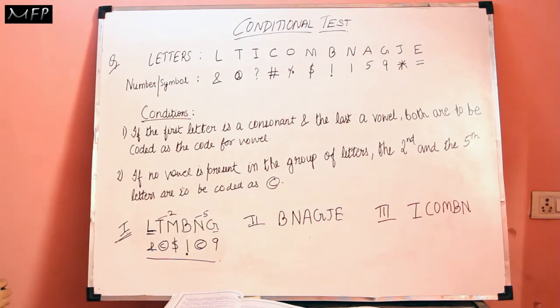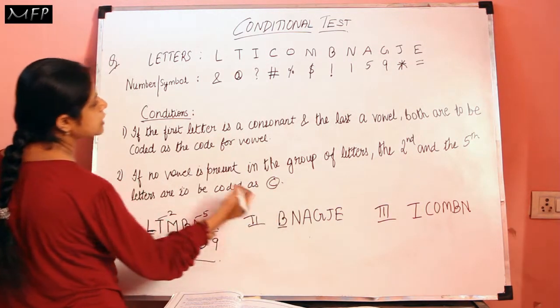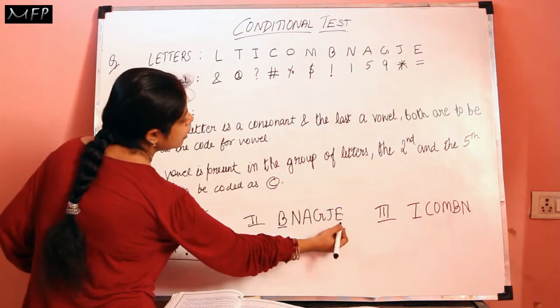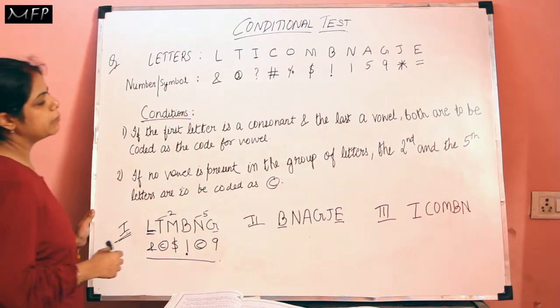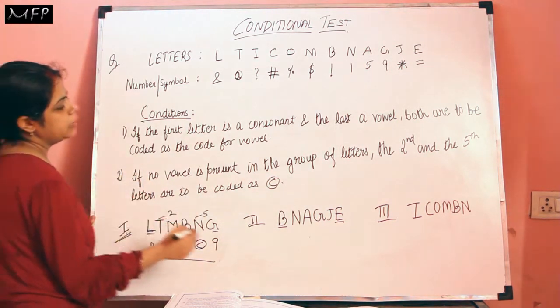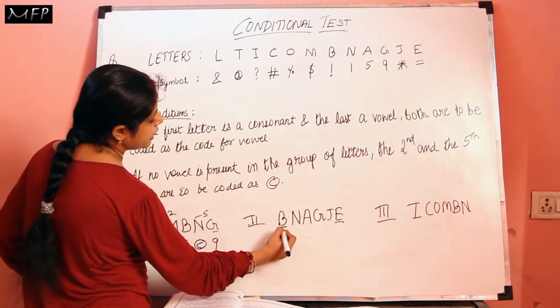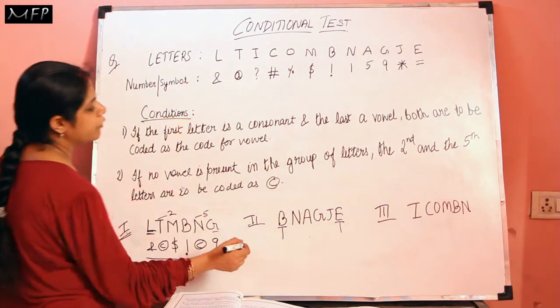Now let us see the second group of letters. The second group of letters is B, N, A, G, J, E. Now let us see the condition. The first condition is if the first letter is a consonant, here the first letter is a consonant and the last a vowel, here the last letter is a vowel. So here the first condition will be applied. Both are to be coded as the code for the vowel. That means here in front of B and in front of E, in both cases the code for E will be written.